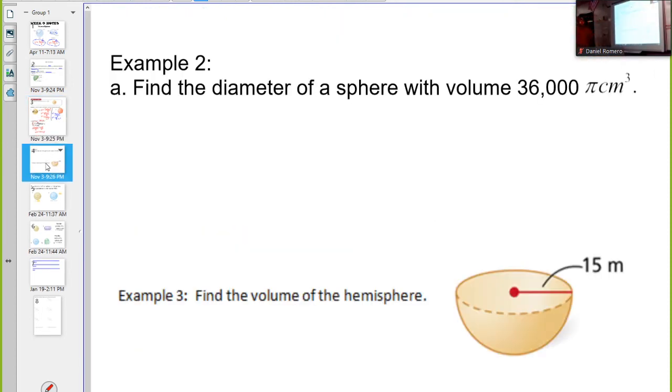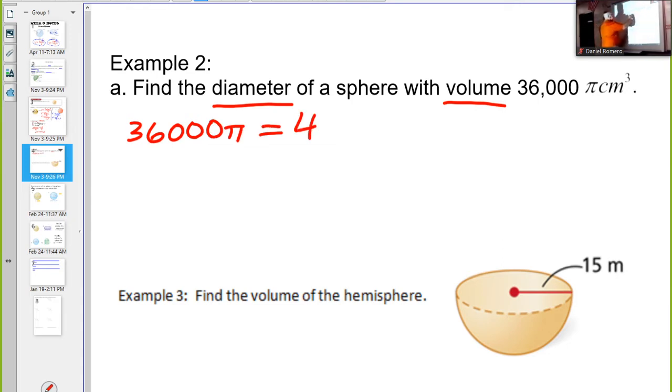Let's keep this party going. All right, find the diameter of a sphere with a volume of 36,000 pi meters cubed. Now they want me to find the diameter, but they're giving me a volume, so I'm going to have to use the volume formula. V equals, they're giving me the volume, so I'm going to put 36,000 pi equals 4 pi r cubed over 3.